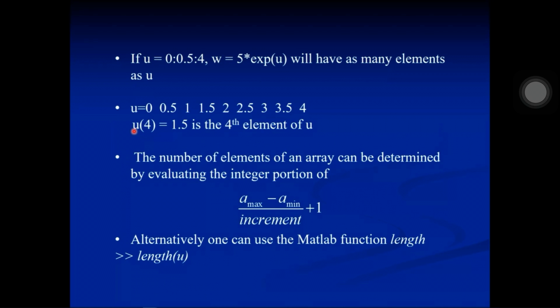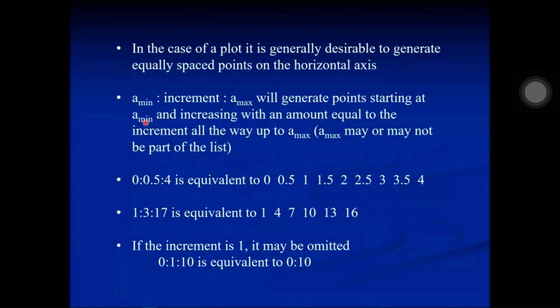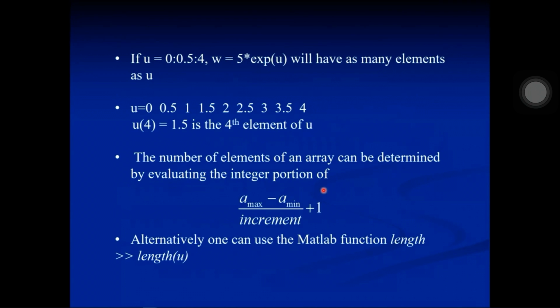And so if you look at U, you have 0, 0.5, 1, 1.5. So 1.5 happens to be the fourth element, right? If you see it here, 0, 0.5, 1, 1.5. So first element, second element, third element, fourth element. And so the fourth element would be 1.5.